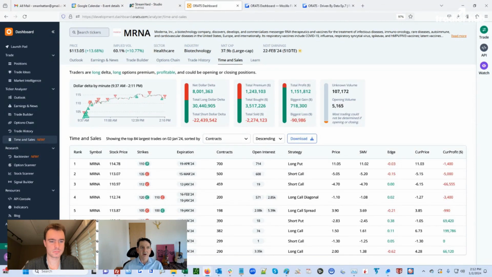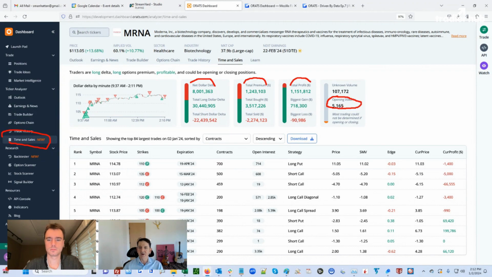So this is our new time and sales. And what we're doing is we're showing these large trades. So we sort these large trades, and we look at things like dollar delta. We look at things like total premium purchased. We look at things like total profit, which is where someone bought or sold versus where it is now. And we also look at volume versus open interest.